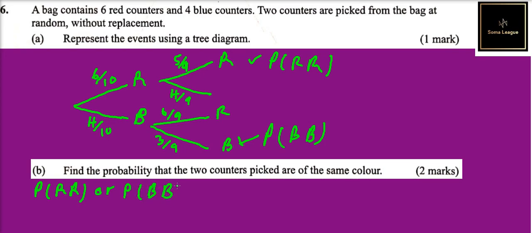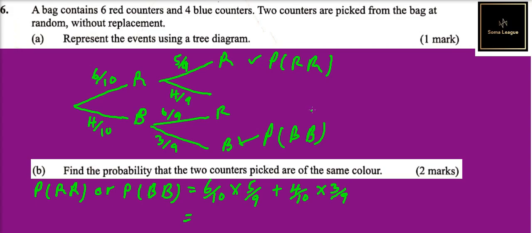So the probability of a red and a red, or a blue and a blue, is equal to the probability of picking a red, which is 6 out of 10, again picking another red is 5 out of 9, plus, when we add, we multiply, the probability of picking a blue, 4 out of 10, multiplied by another blue, which is 3 out of 9.